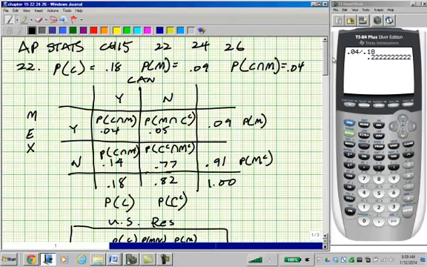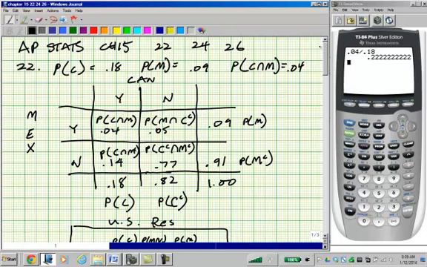Okay, I'm going to talk about problems 22 and 24. I'll do 26 later from chapter 15. So in 22, we're told that the probability somebody goes to Canada is 0.18, the probability they go to Mexico is 0.09, and the probability that they go to both Canada and Mexico is 0.04. So these are given. So the first thing I do is make a two-way table.